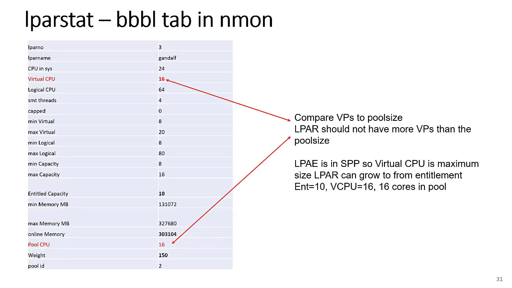If I look at an LPAR that is not dedicated, in this case I have 16 virtual CPUs and 64 logicals, and I'm SMT4. And my entitled capacity is 10. So this LPAR can grow from 10 cores to 16 cores if it needs to. And what's more important is when I look at the pool size, it is 16. My virtual CPUs is not higher than my pool size, so I'm unlikely to get into a situation where I have more virtual processors than I have cores in the pool.